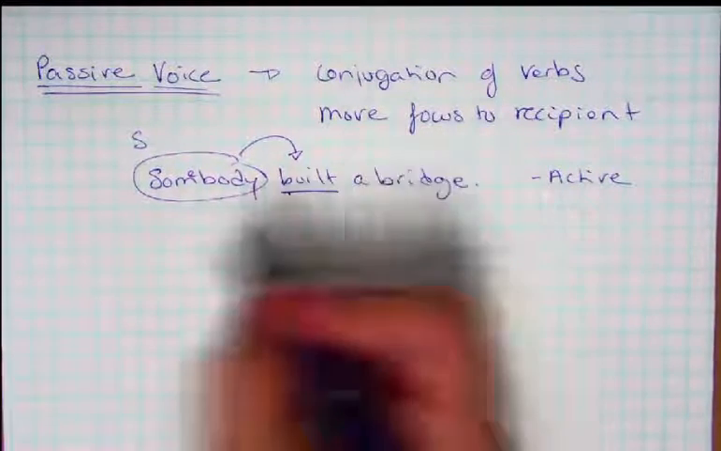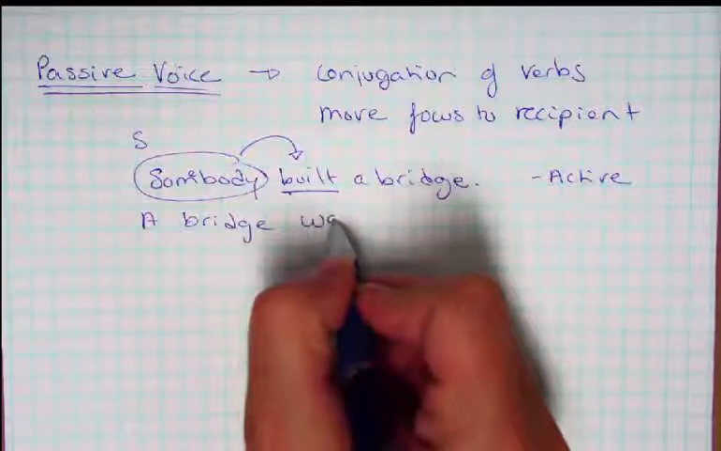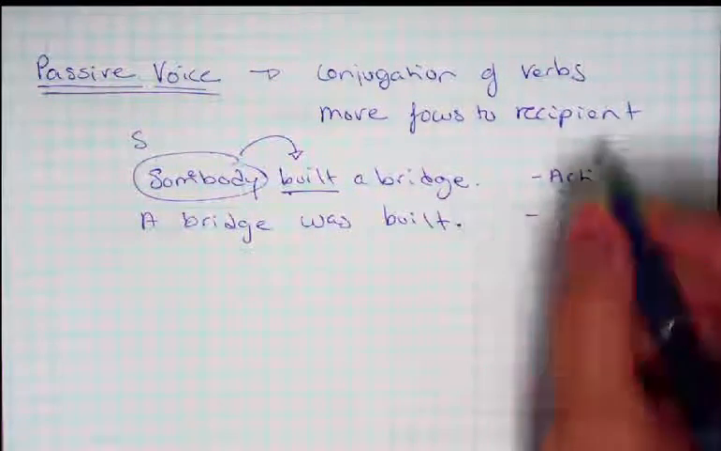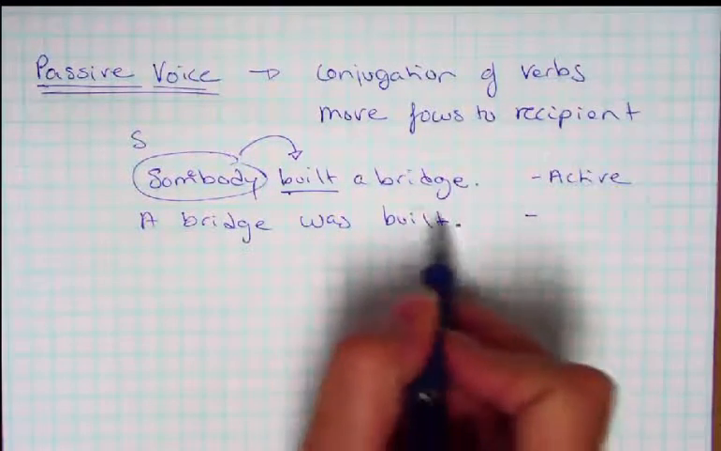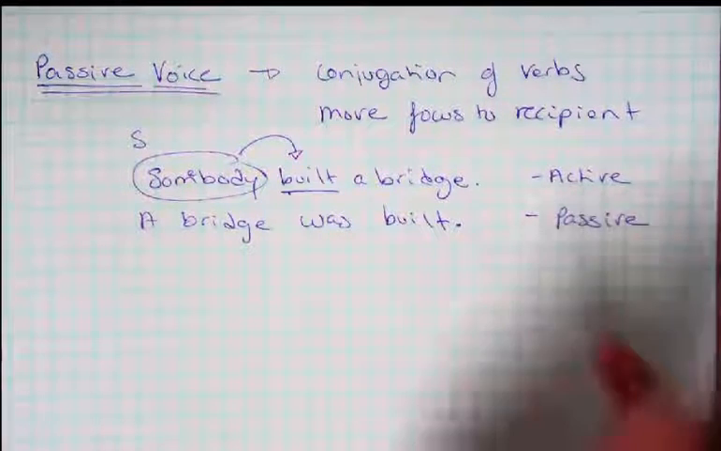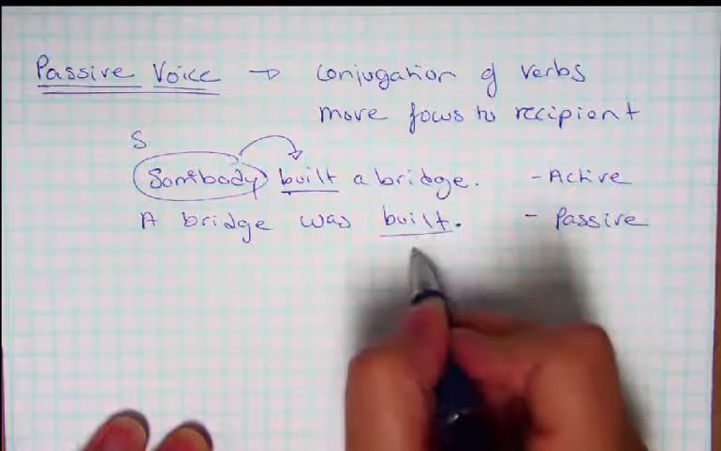Now if I were to say a bridge was built. Now I no longer have the actor. I no longer in any way name who was doing the building, right? So this is a passive sentence. So that's the difference between active and passive. Here's my verb, no actor.